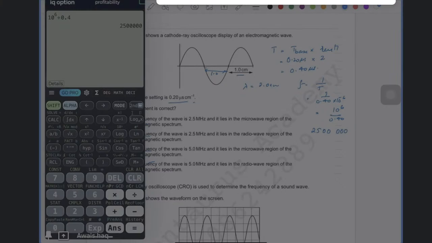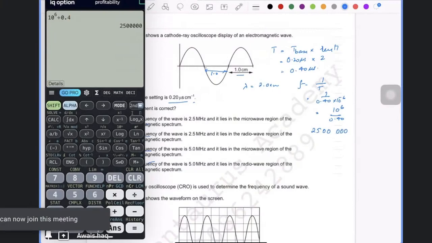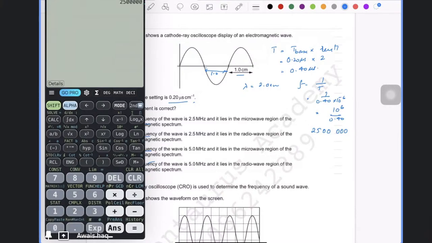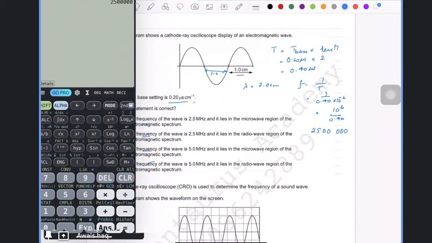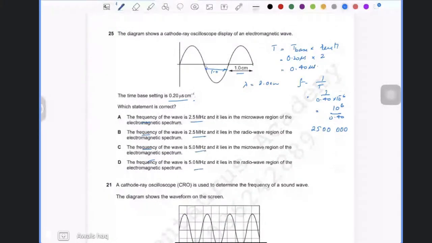So 2,500,000. Now they've given all of them in megahertz, so I'm going to convert into megahertz. So it's going to be 2.5 megahertz because there are 6 zeros, right? 1, 2, 3, 4, 5, 6. So I can write it as 2.5 times 10 raised to the 6, in mega. So it means these two are absolutely wrong because they are 5.